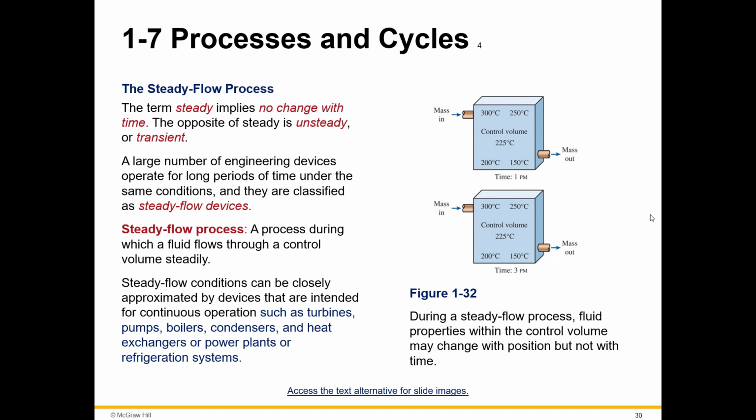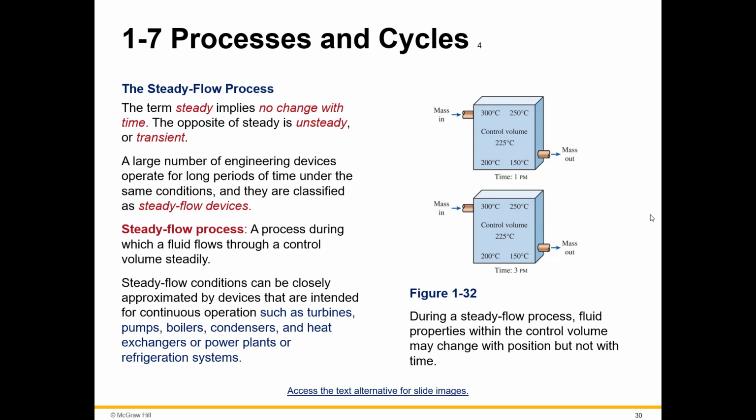So figure 132 shows during a steady state process, fluid properties within the control volume may change with position, but not with time. Okay, so you see in here, you see some microscopic changes. You've got mass in, mass in. You've still got the same temperatures over there. You've got 300, 250, 225, 200, 150, and you've got mass out, and you've got a control volume, right? So you've got all these changes. You see that it's coming in at 300 degrees Celsius. It's moving all around in our system, and the mass is exiting at 150 degrees Celsius. And the only change here is 2 hours. The same thing's happening, but 2 hours change.